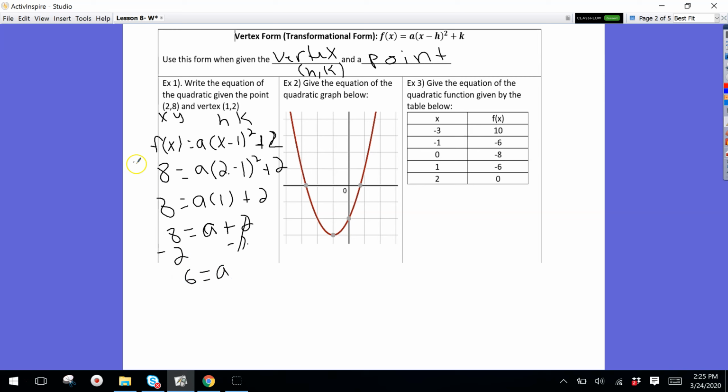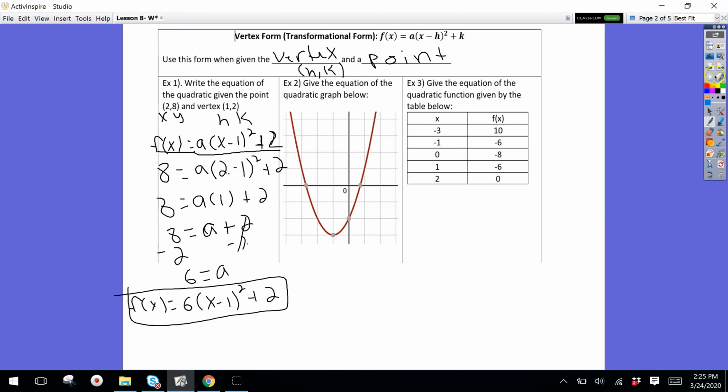So now that I found my a, I can complete my equation here and write that the equation of this quadratic function is 6 parentheses x minus 1 squared plus 2. So if we're thinking back to transformational form, right? So the vertex here, which is 1, 2, is going to shift it to the right 1 up 2, and it's going to be a vertical stretch. Okay, so now let's go ahead and do the next example.